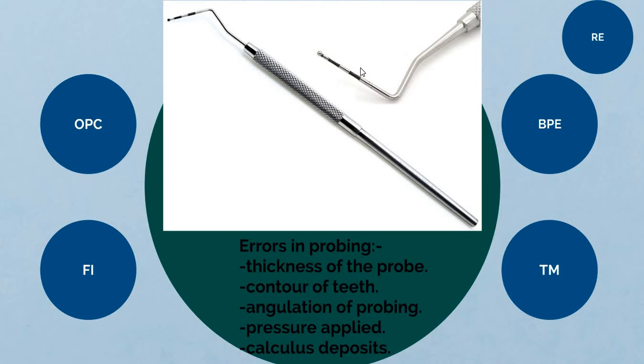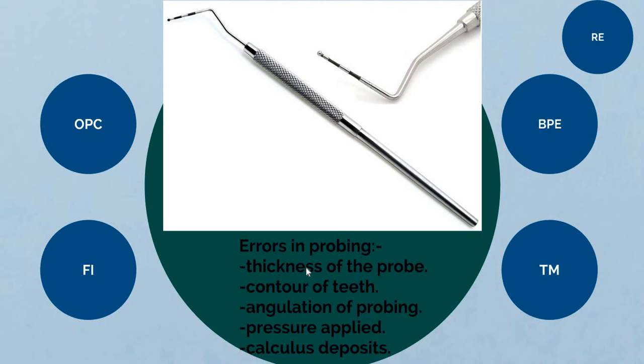And this side should be probed from the buccal and the lingual aspects, since deep pockets frequently develop there. We may face a lot of factors which may cause an error in measurements during the probing procedure. The errors depend on many factors. One of them is the thickness of the probe.